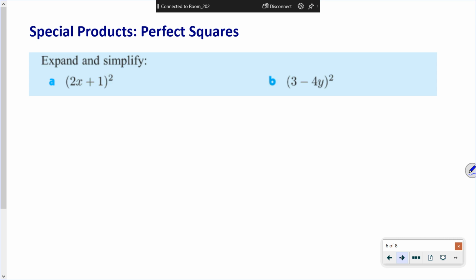So first, you might notice it doesn't even look like a binomial times a binomial, like the other ones we've been doing. Except for that, if you remember what a squared means, it means take the base and multiply it by itself. Well, here the base is 2x plus 1, because that whole thing is being squared. And so what I meant to do is actually multiply it by another 2x plus 1, right? Take the base and multiply it by itself.